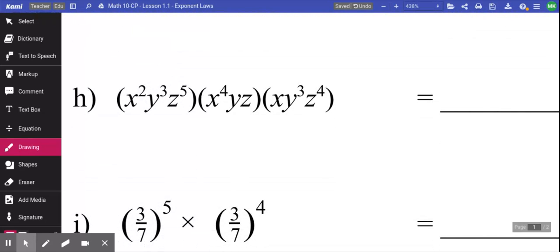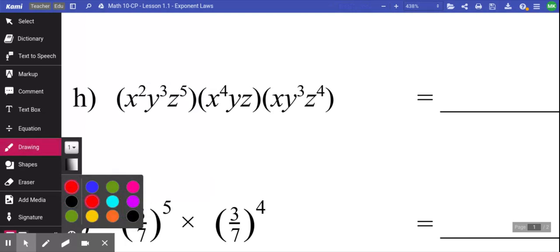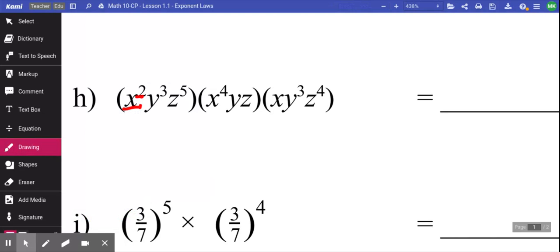This one, just a little bit bigger now. So when I'm looking at my letter X, I have x to the power of 2, x to the power of 4, x to the power of 1. It becomes x to the power of 7. So that'd be 2 plus 4 plus 1.